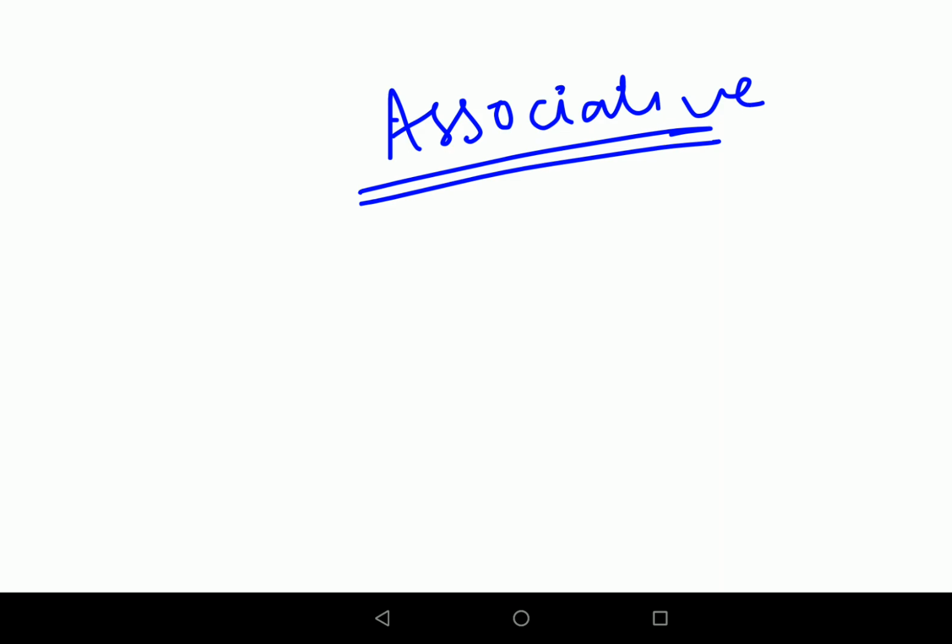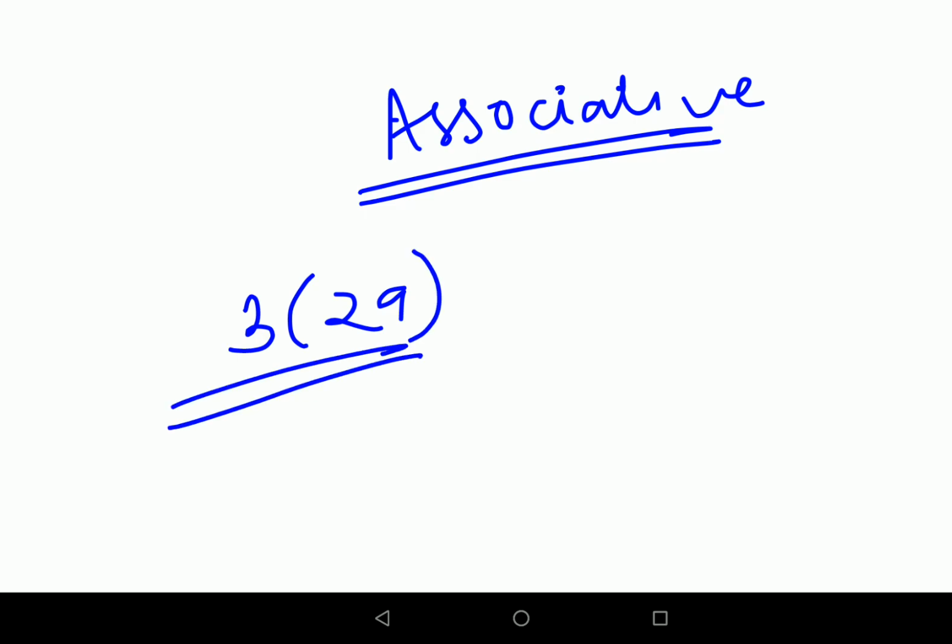Now for your DIY, I want you to multiply and show me 3 into 29. Let's do this orally. Don't use your pen and paper, do this orally and put your answers in the comment section. I'll definitely let you know whether you're right or wrong.